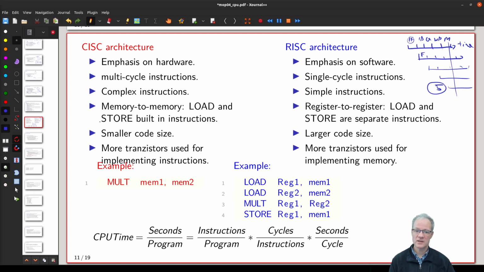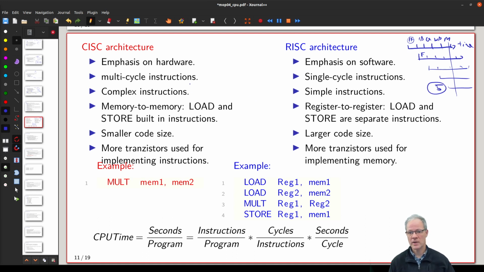So in this slide, you can see the key points on the difference. CISC puts emphasis on hardware: let's do everything in hardware. RISC says, okay, we can do everything in software if the hardware has simple instructions that are very efficient. Here you have single cycle instructions, meaning that every instruction completes in maybe one cycle per step, right?